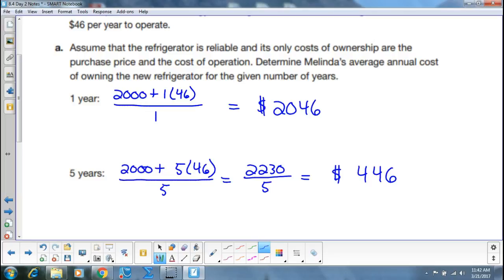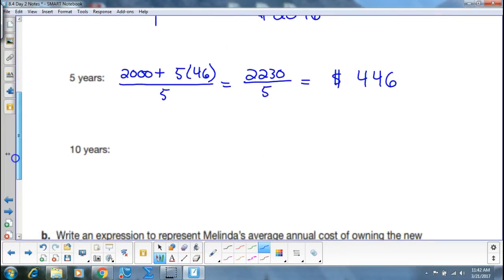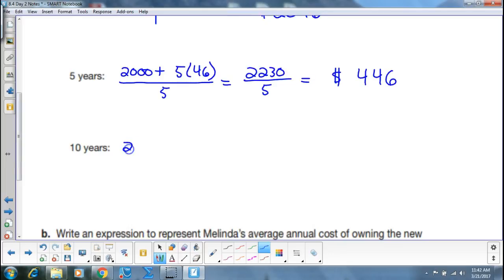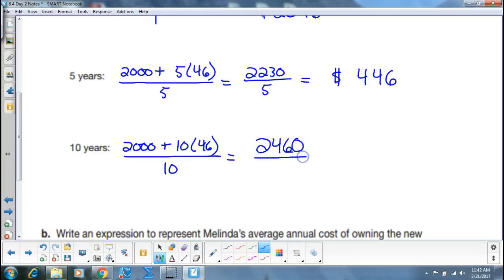Okay. What if she keeps it for 10 years? $2,000 on the purchase, right? Plus 10 years at $46 a year. And that's going to be divided by 10 years. So that's 2,460 divided by 10. So now it's only going to cost her, on average, $246 per year. Right? Okay.